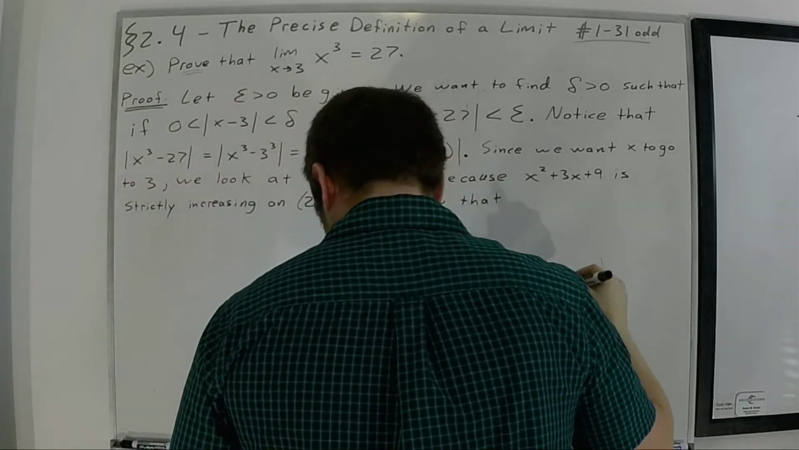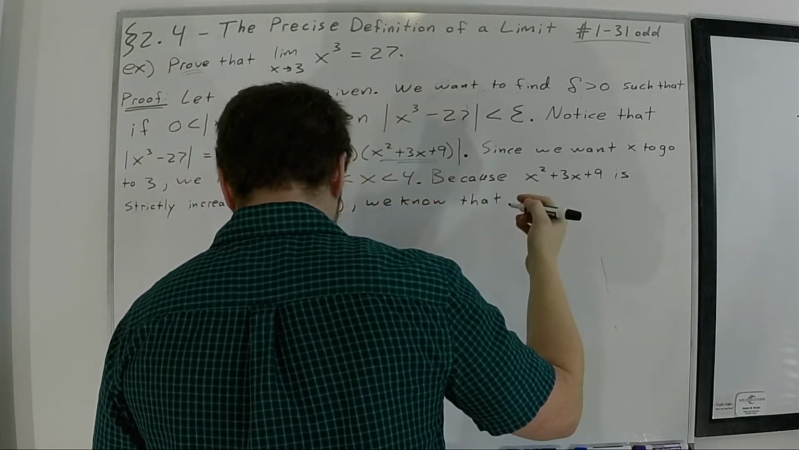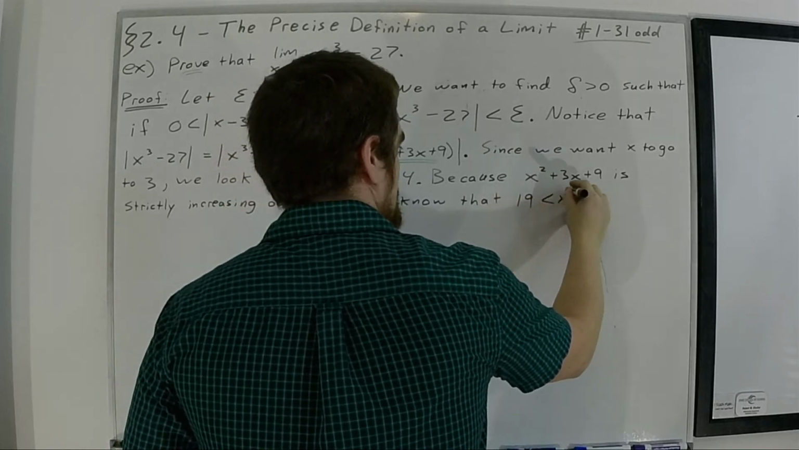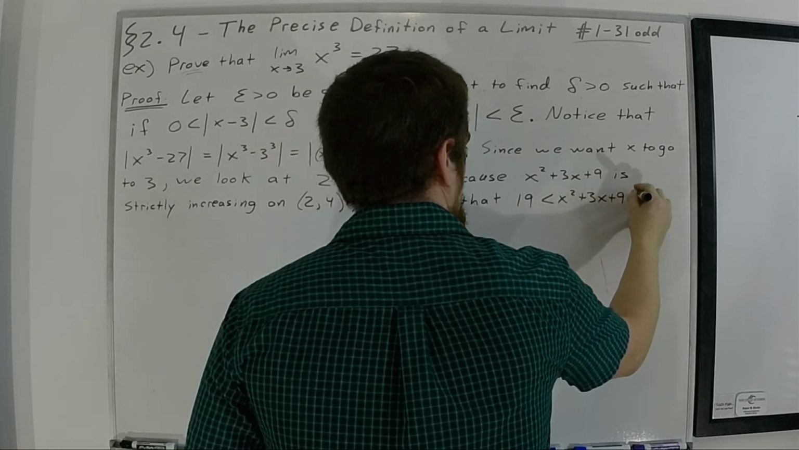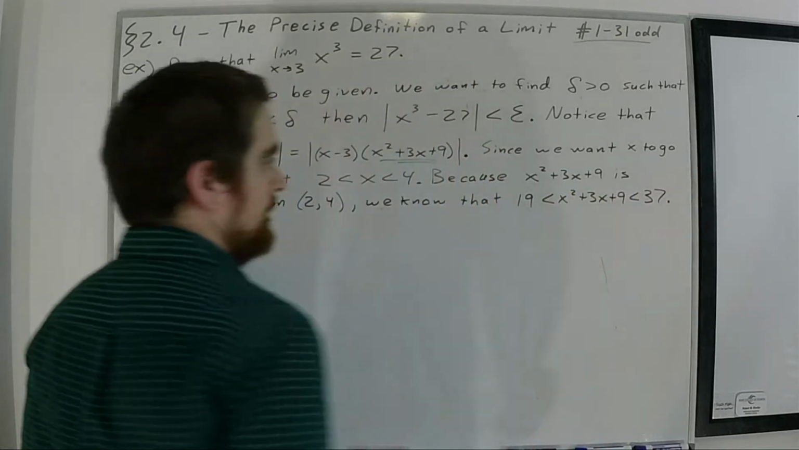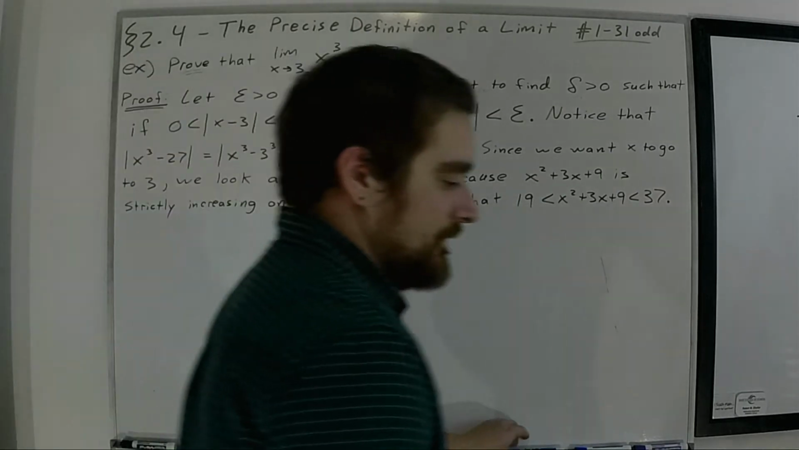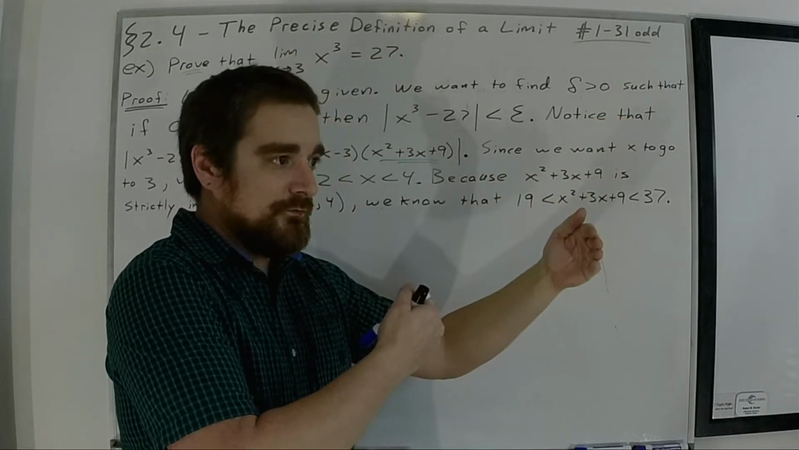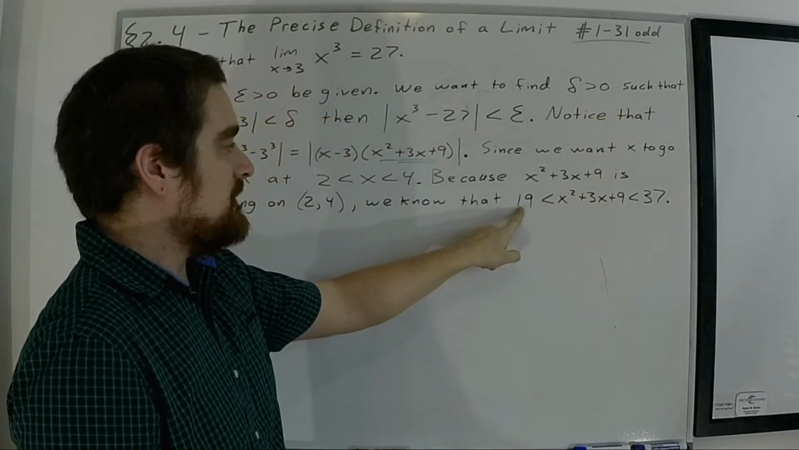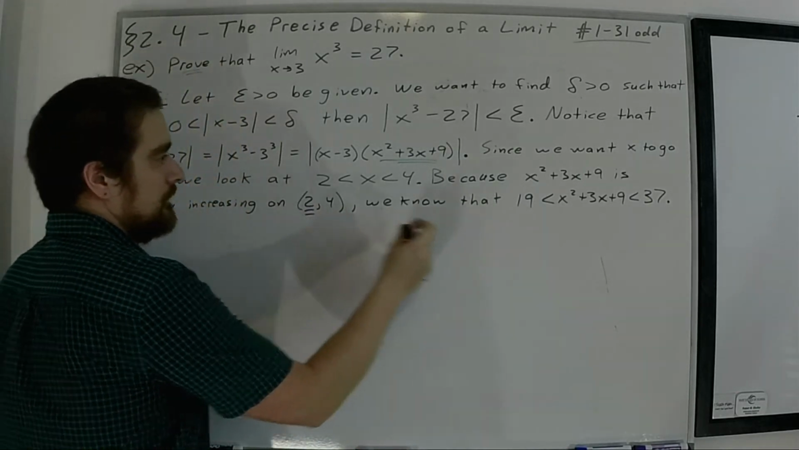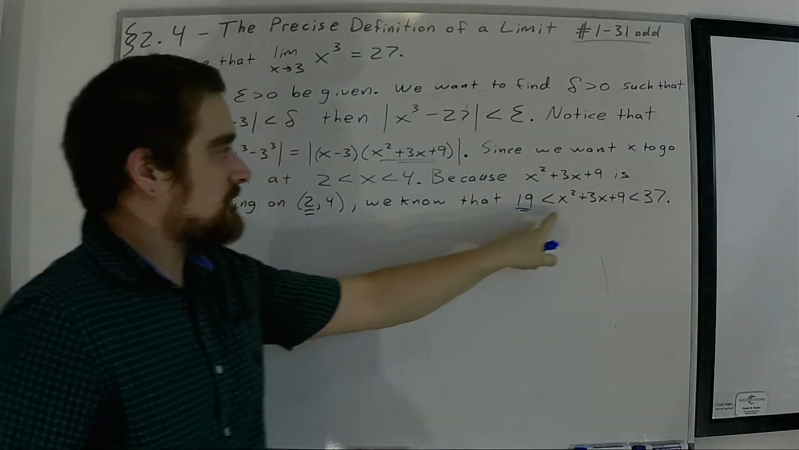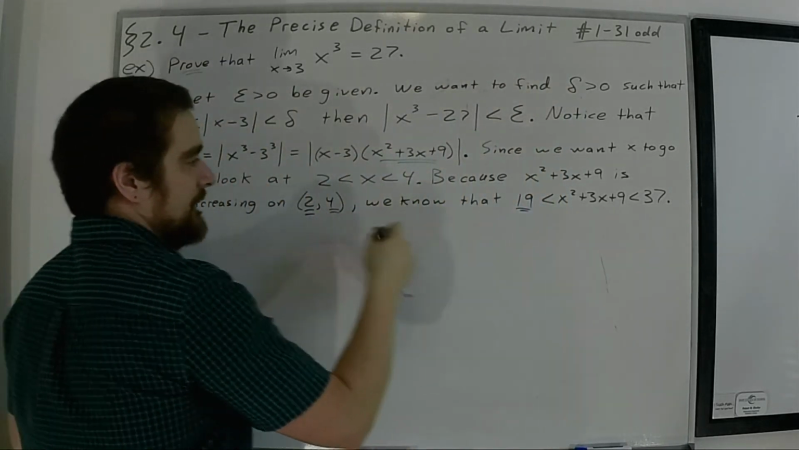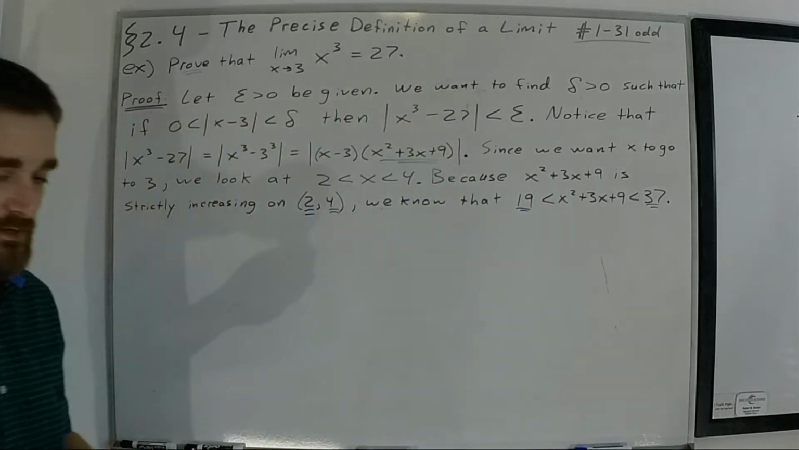I went ahead and calculated these ahead of time: 19 is less than x squared plus 3x plus 9, which is less than 37. Where am I getting those numbers from? Well, because this quadratic is strictly increasing from 2 to 4, its smallest value will be attained when x is equal to 2. And because it is strictly increasing over the window I'm looking at, its largest value will be attained when x is 4.